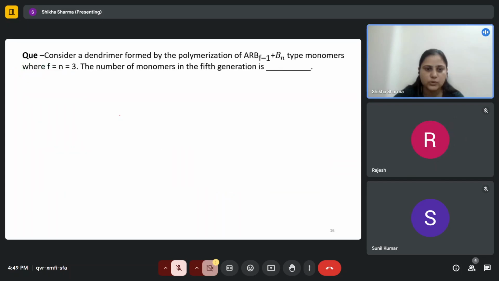Consider a dendrimer formed by the polymerization of an AB(f-1) plus B_n type of monomer, which is used in dendrimers. For this type of monomer, f and n equal 3, where f is the functionality and n the number of monomers. It asks for the number of monomers in the fifth generation. So we need to calculate how many monomers are there in the fifth generation.